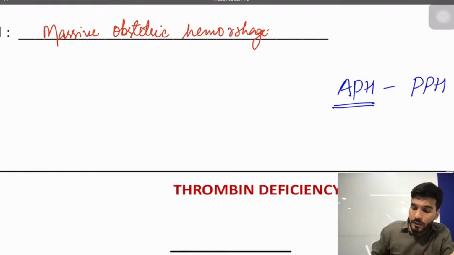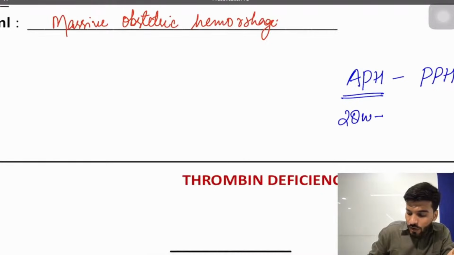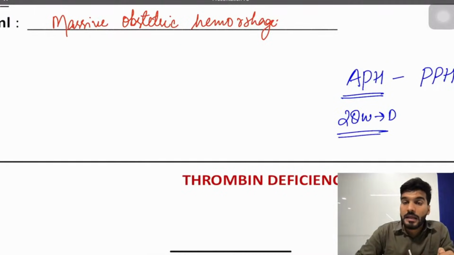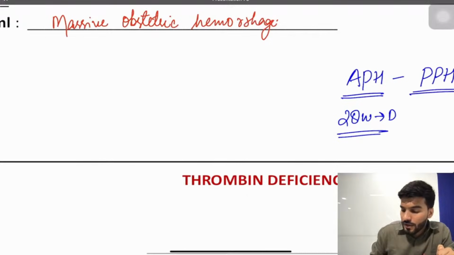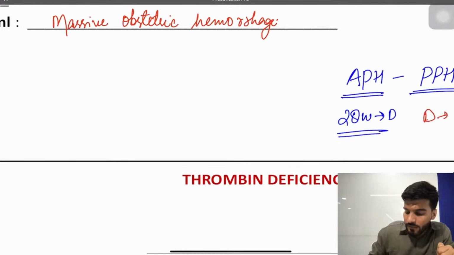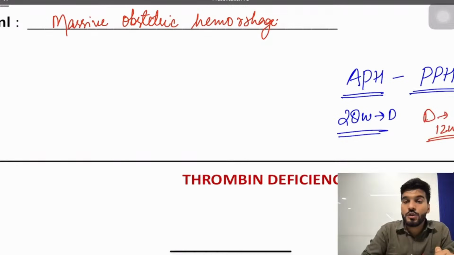What is the time period you will include? Sir, it is 28 weeks onwards till the delivery. That is an antepartum hemorrhage. So what is postpartum hemorrhage? Sir, postpartum hemorrhage is after the delivery till the 12 weeks.